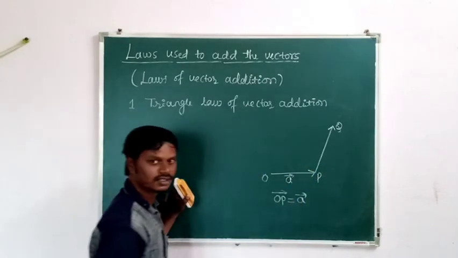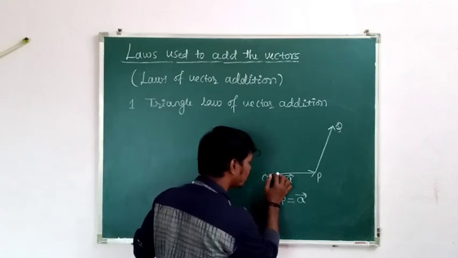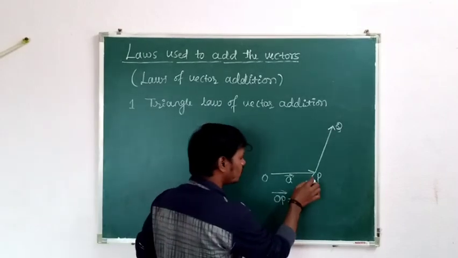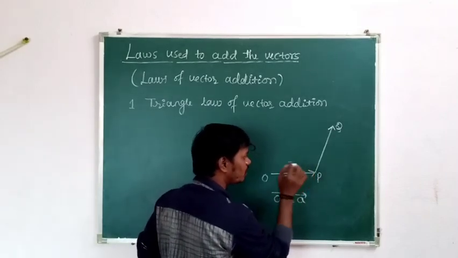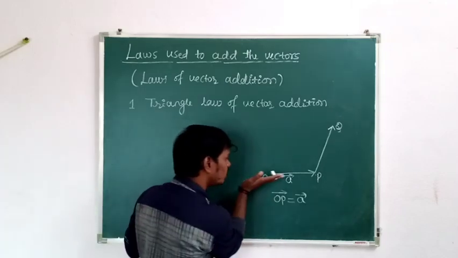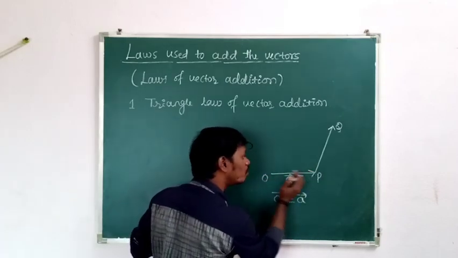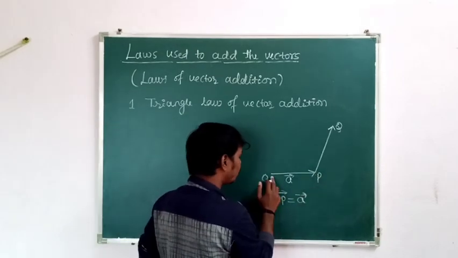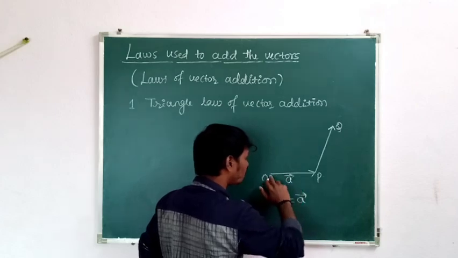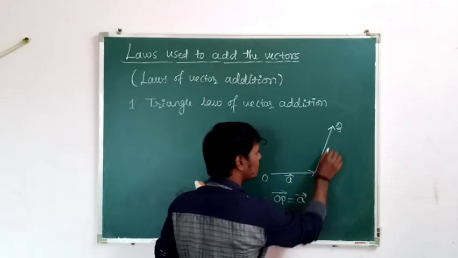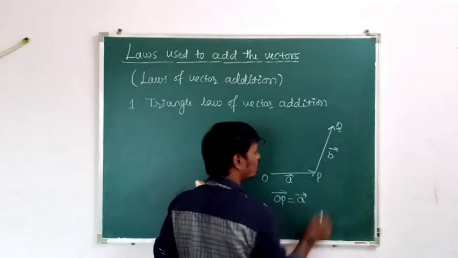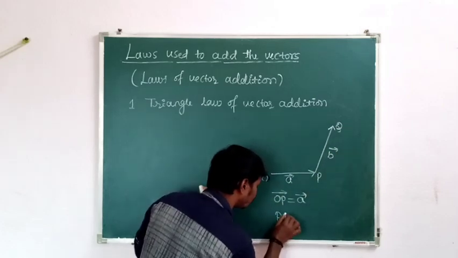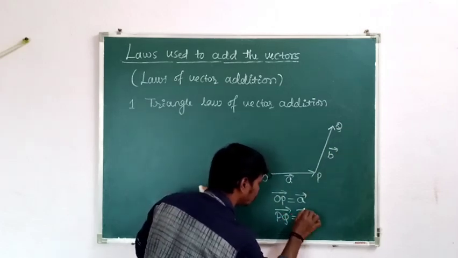This vector A is represented in magnitude, that is, the length of the vector, and also represented in direction. That direction can be represented by the arrow mark. In which direction is vector A? That is from O to P. So the direction of vector A can be shown from O to P. Then what is this one? This is vector B. What is the direction of vector B? That is from P to Q. That is vector B.